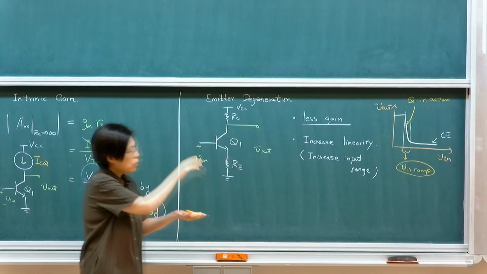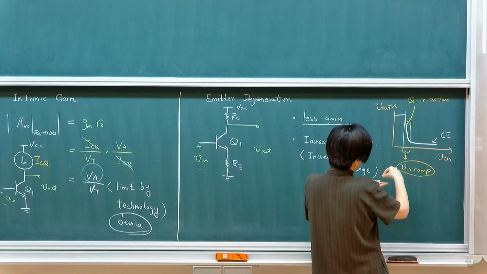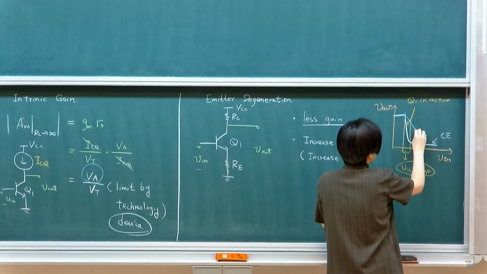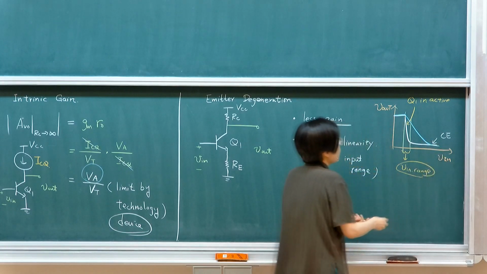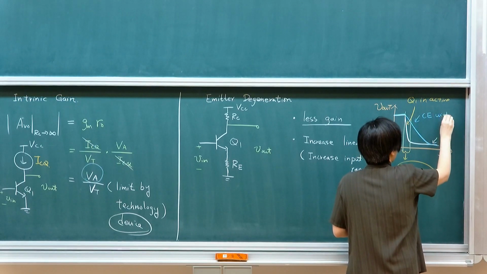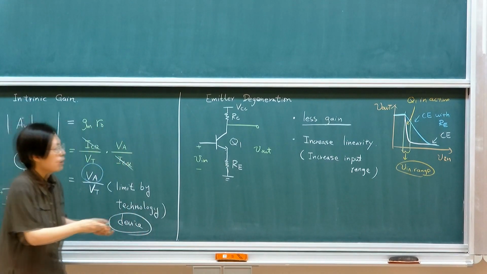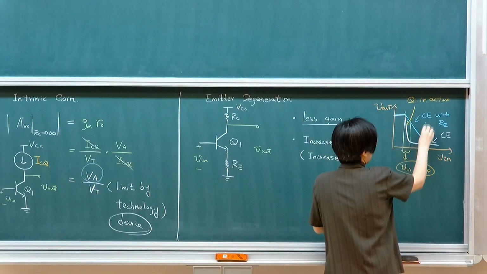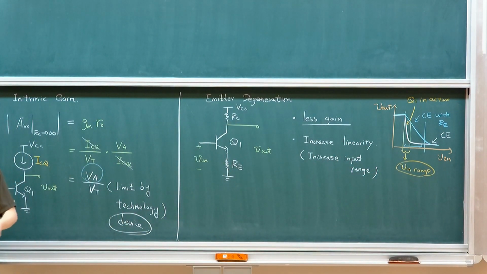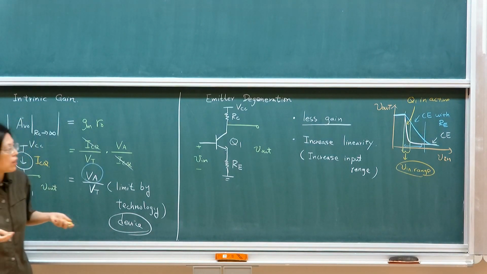So by adding an RE, if you do the same plot, it will look something more like this. It will look more like this. This will be a CE with RE. By adding an RE, I could extend the input range to here, so that I would then have a lot of leeway in my standing point. Otherwise, I will fall off the stage very easily.